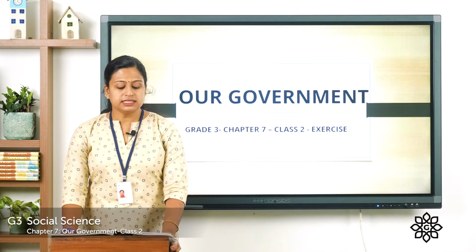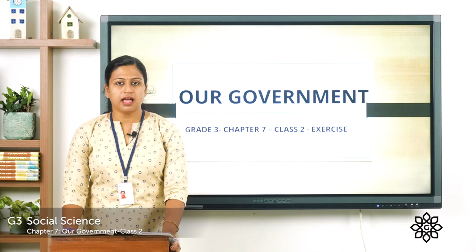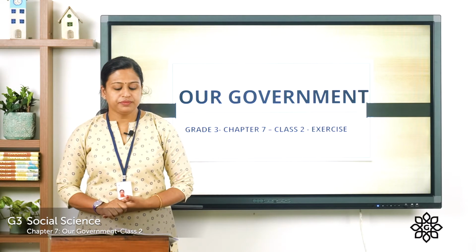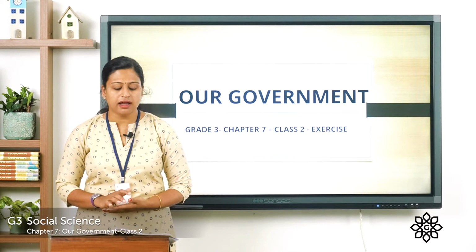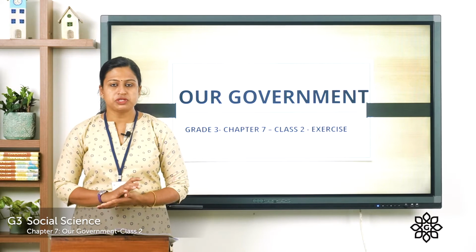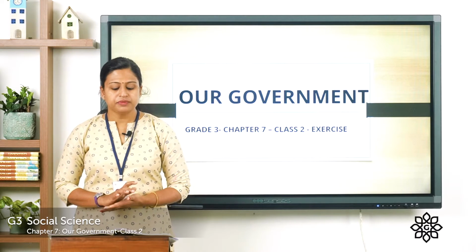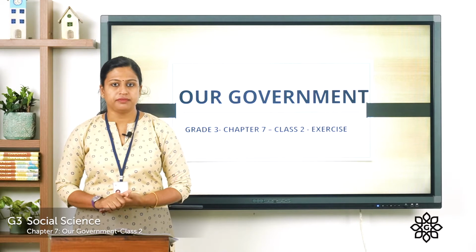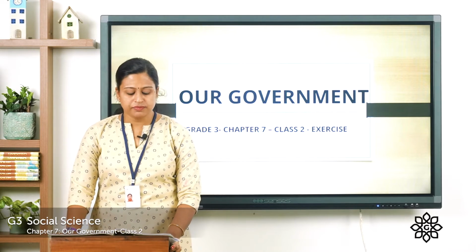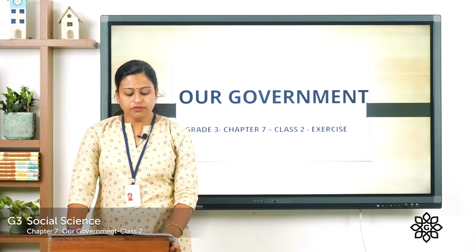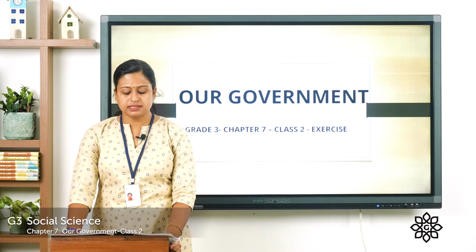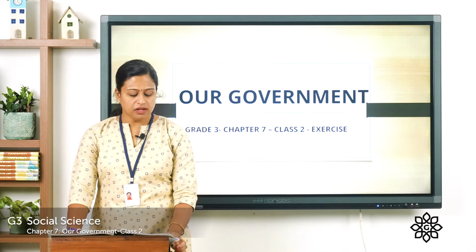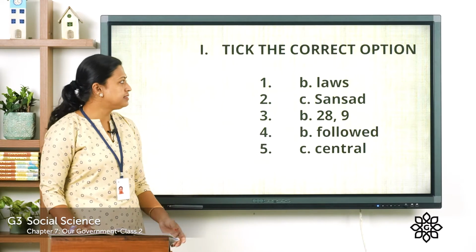Third: India is divided into dash states and dash union territories. Fourth one: an important part of the government's work is to make sure that the laws are dash by all. Options are given. A, forgotten. B, followed. C, broken. So you have to choose the correct one. Fifth is: law and order for the entire country of India is looked after by the dash government. The options are city, state and central. I hope you all have marked it. Now let's check the answer.